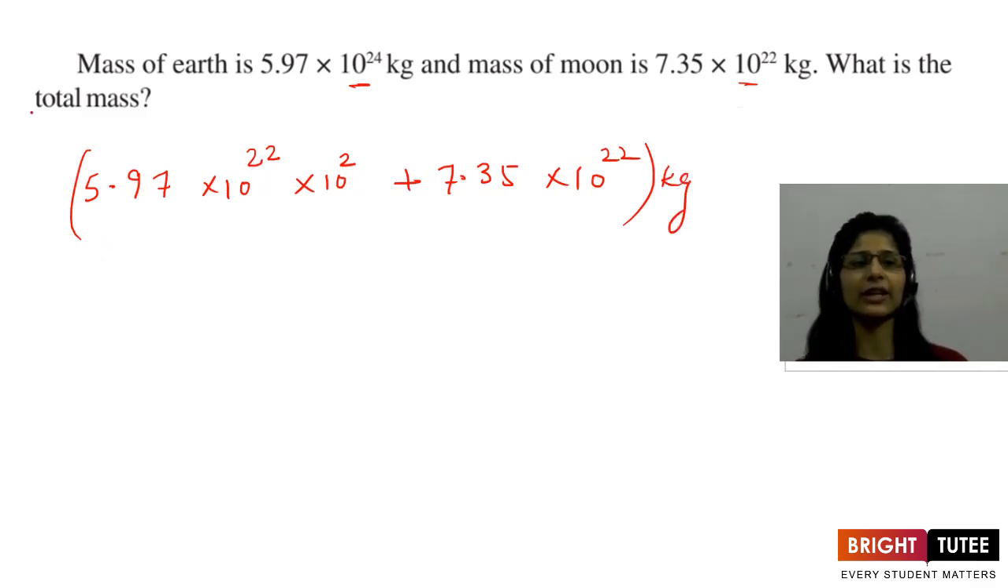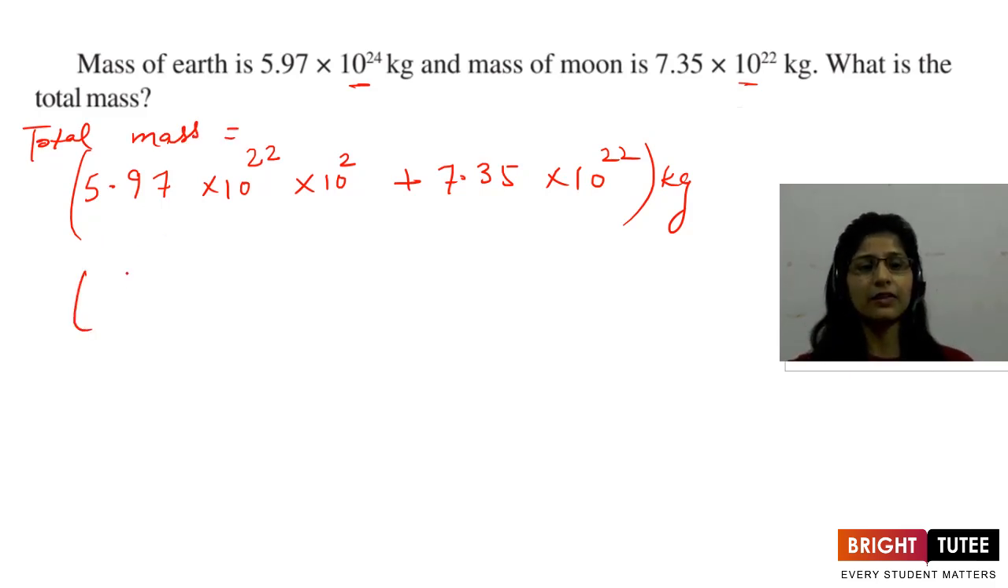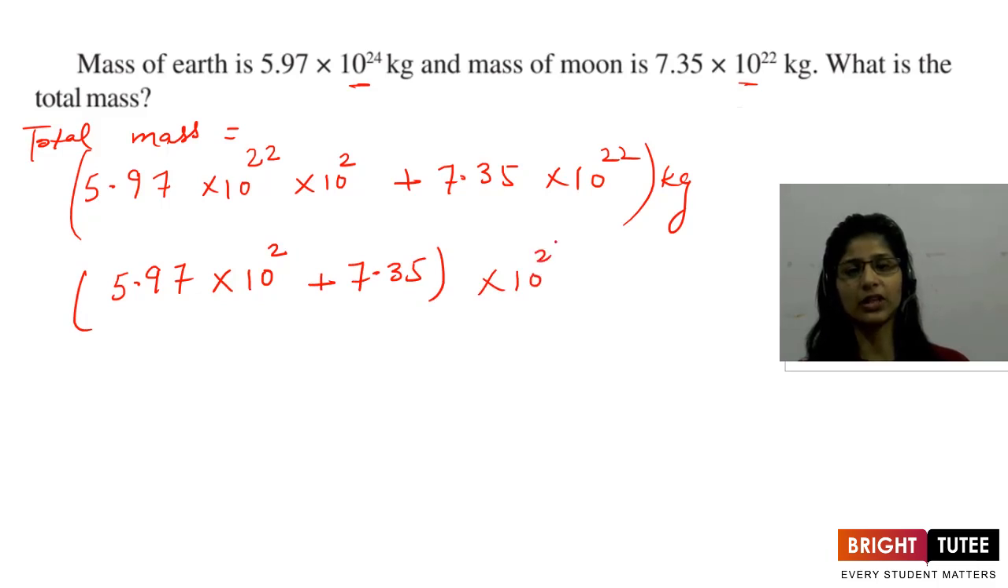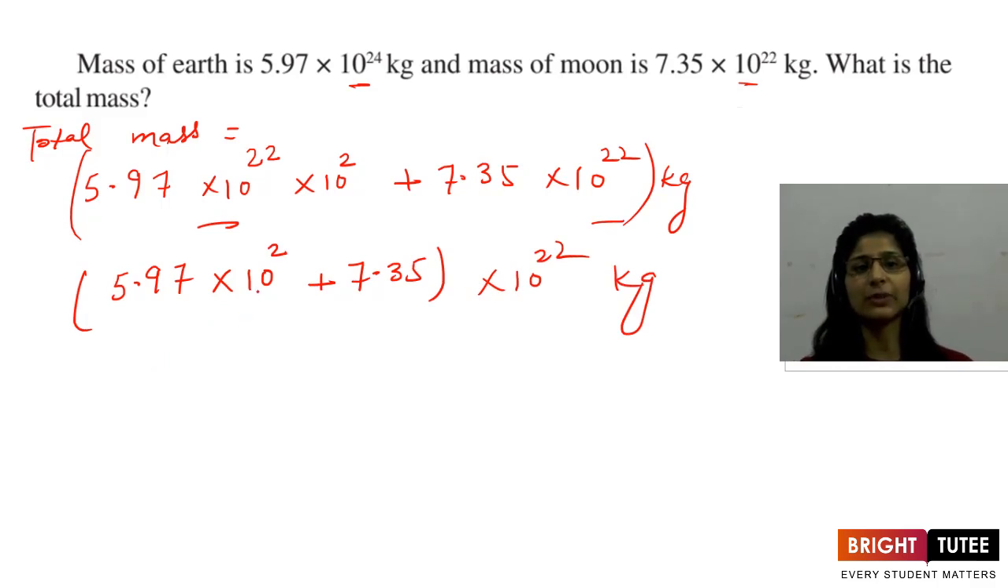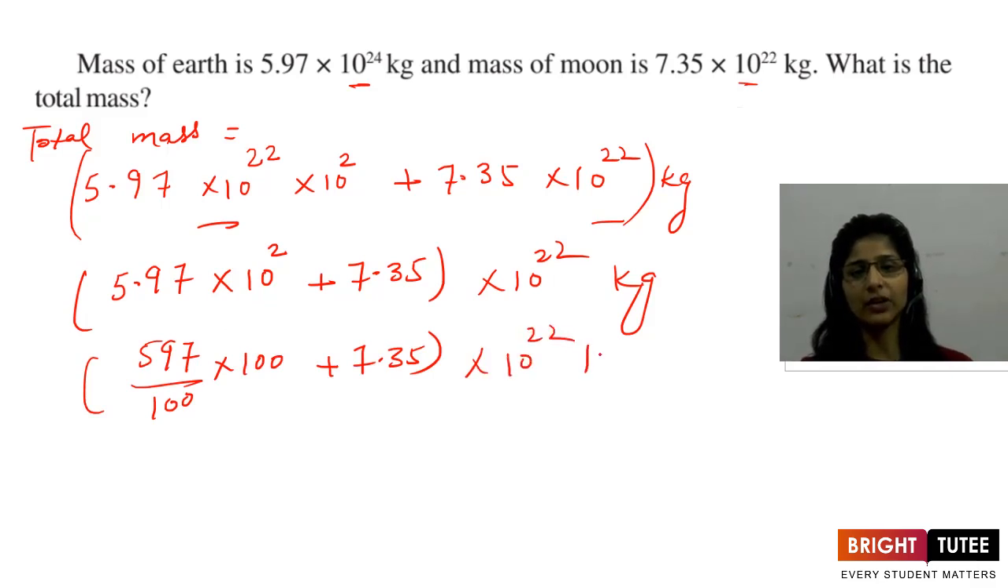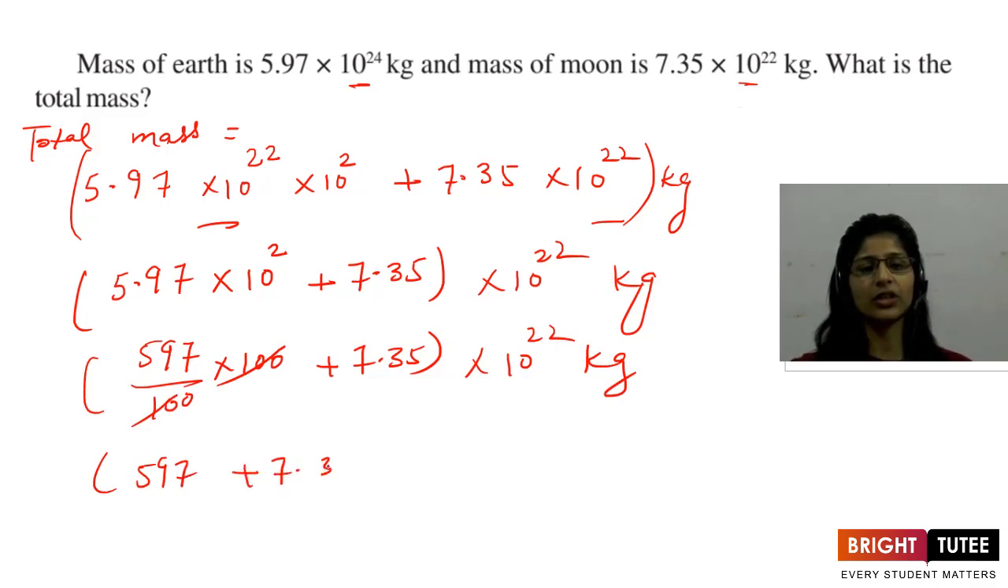We are finding the total mass. So you can just write total mass. We will be left with 5.97 into 10 to the power 2 plus 7.35, and 10 to the power 22. We have taken common from both. Now we have 10 to the power 2, that means we are multiplying it with 100. So you see 597, if you remove the decimal it will be 100 in the denominator and 100 here, plus 7.35 into 10 to the power 22. 100 and 100 got cancelled, we have 597 plus 7.35 into 10 to the power 22 kilograms.